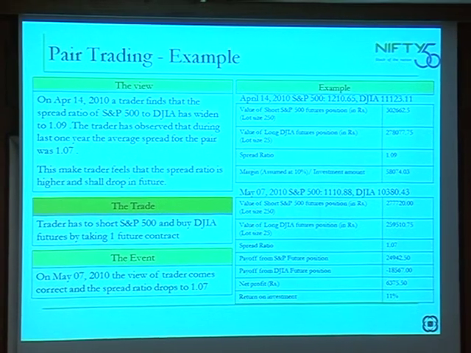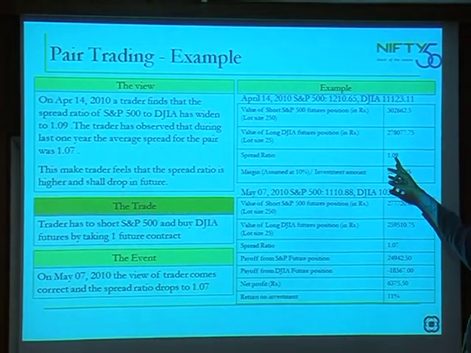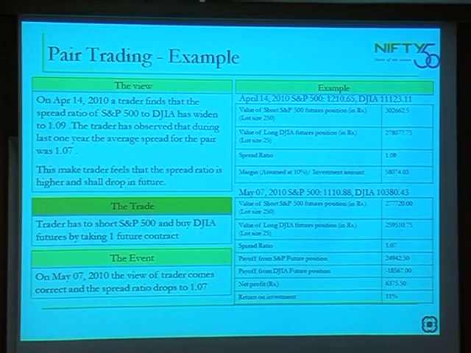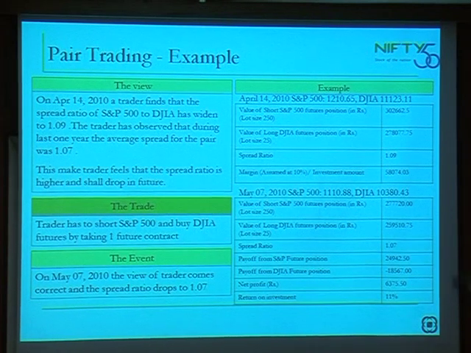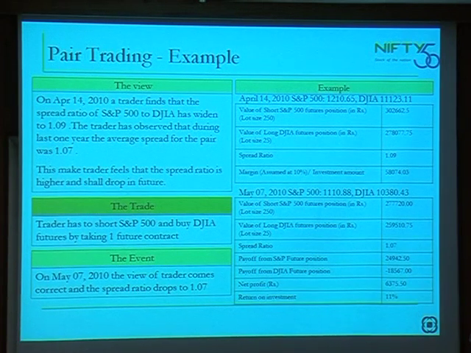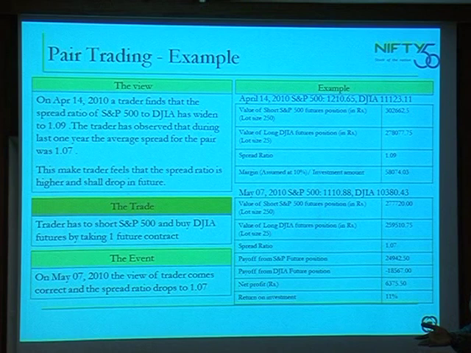We have an example over here. April 14th, you have the S&P index figure 1210.65 and Dow Jones 11123.11. Your observation is that the spread, the ratio, has widened to 1.09, while your expectation is that it should be around 1.07. So you short S&P 500 and you take a long position in Dow Jones. I have taken just one contract over here. This was the spread ratio when you took this position.